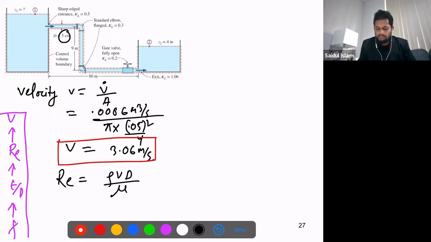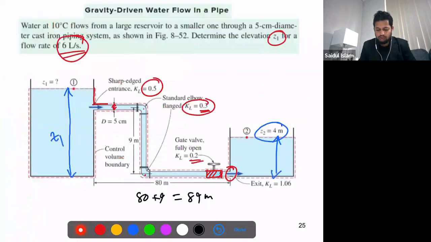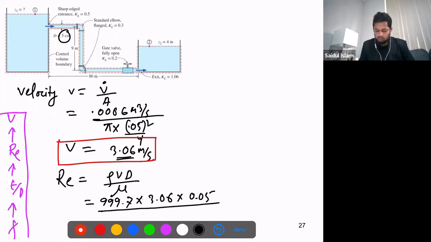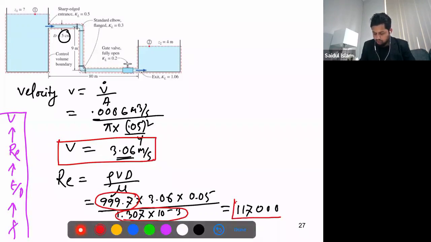For this problem, we have the information. Look here, it is 10 degrees centigrade temperature in the water. So for 10 degrees centigrade temperature, the water density is 999.7. The velocity is 3.06. Here it is. The diameter is 0.05, it is 5 centimeter. We converted it into meter. The viscosity, 1.307 times 10 to the power minus 3. We will get these two values from the table for 10 degrees centigrade temperature. So we have got the Reynolds number, which is 117000.